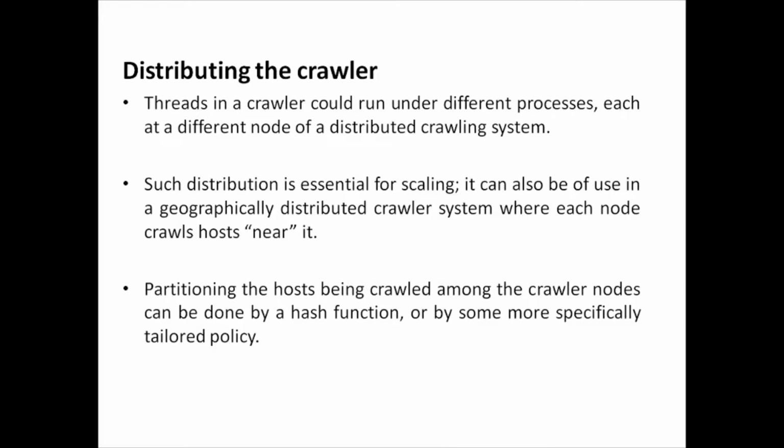Partitioning the hosts being crawled among the crawler nodes can be done by a hash function or by some more specifically tailored policy. For instance, we may locate a crawler node in Europe to focus on European domains, although this is not dependable for several reasons, like the routes that packets take through the internet do not always reflect geographic proximity. And in any case, the domain of a host does not always reflect its physical location. So it is not possible to partition it based on the geographical location.